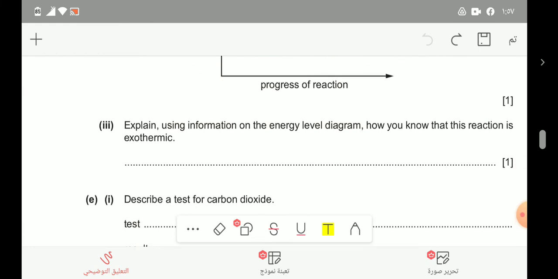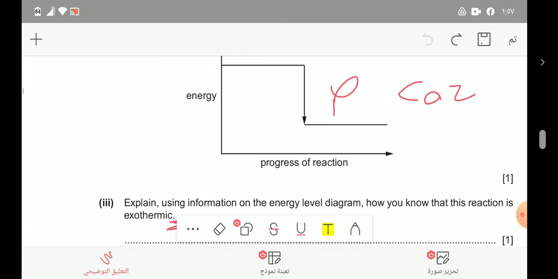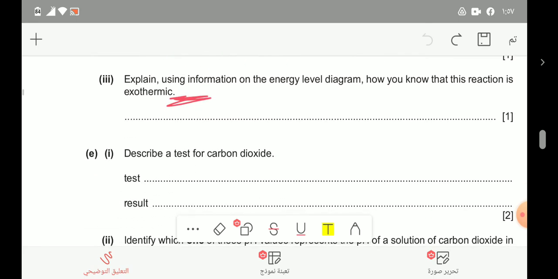Explain using information on the energy level diagram how you know that this reaction is exothermic. Exothermic means it gives energy, or the energy of reactant is greater than the energy of products. From this diagram, there is an indication for the amount of energy, suppose that it is 50 kilojoule, this 100 kilojoule, 200 kilojoule. So here the energy of reactant is greater than the energy of product, so it gives energy to the surroundings.